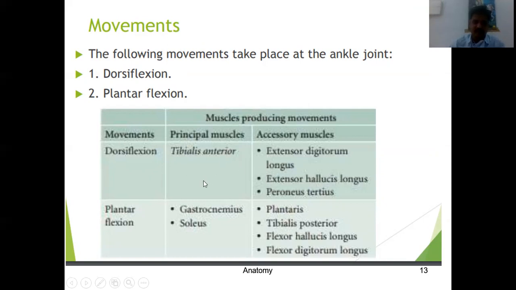The main muscle of dorsiflexion is tibialis anterior, assisted by the extensor digitorum longus, extensor hallucis longus, and peroneus tertius. The main muscles for plantar flexion are gastrocnemius and soleus, assisted by the plantaris, tibialis posterior, flexor hallucis longus, and flexor digitorum longus. So that's about the two movements at the ankle joint, and the muscles responsible for them.